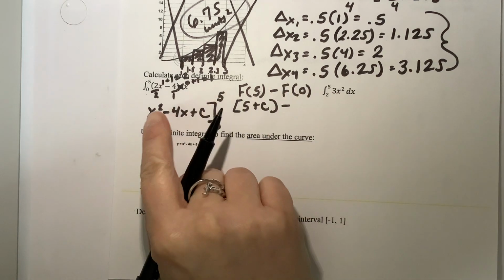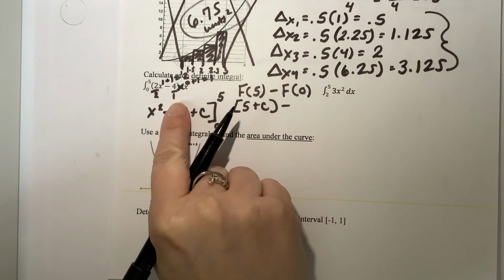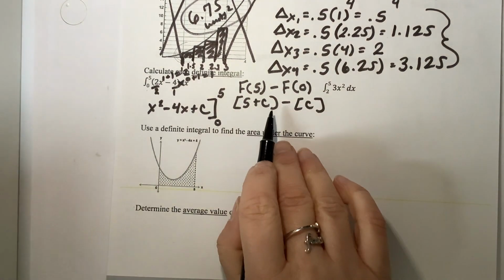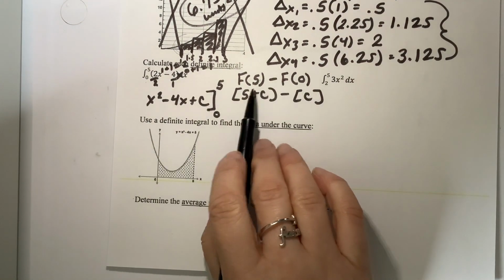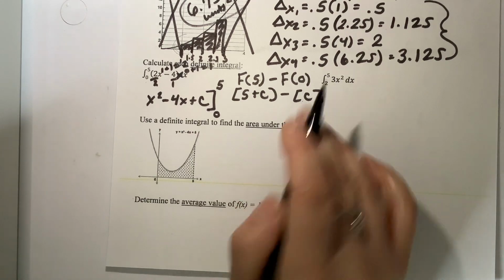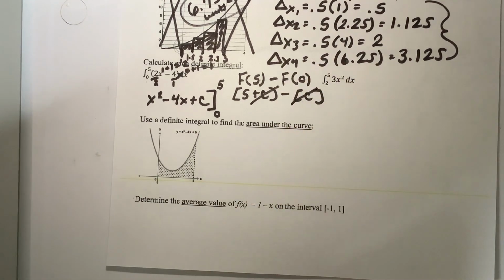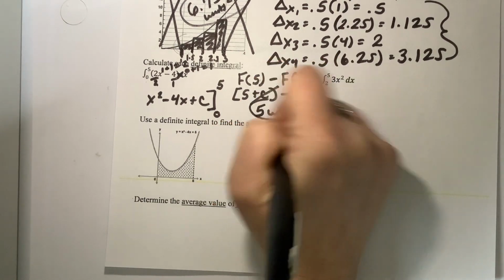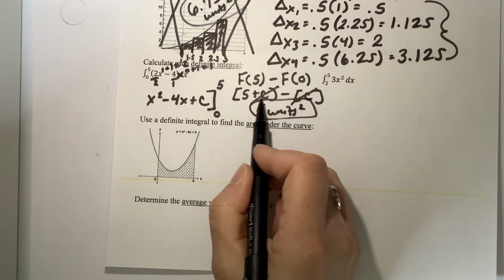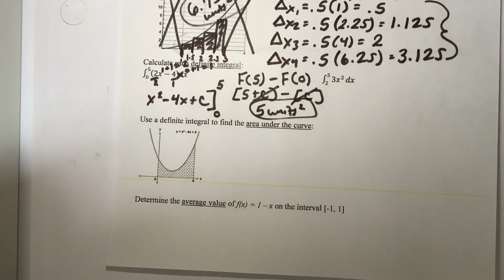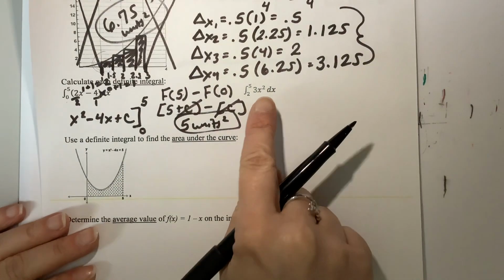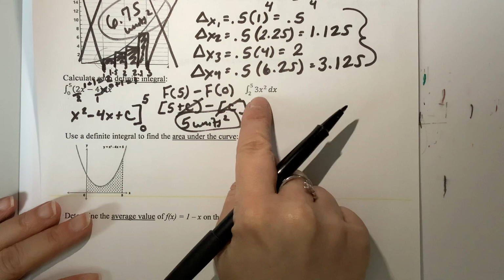If I fill 0 in, this term has a 0, this term has a 0, all I'd have left is c. When you do fundamental theorem of calculus, you'll always have a positive c and a negative c. The positive c and the negative c would cancel. Your answer is 5 units squared. So rather than having to graph it and draw a bunch of rectangles, you can use the fundamental theorem of calculus. Here's another one. Step 1, figure out what the antiderivative is.